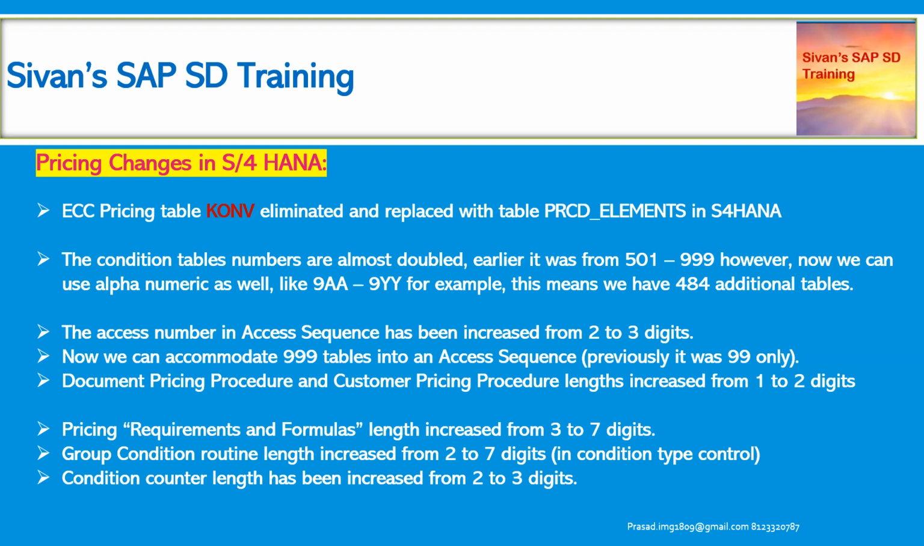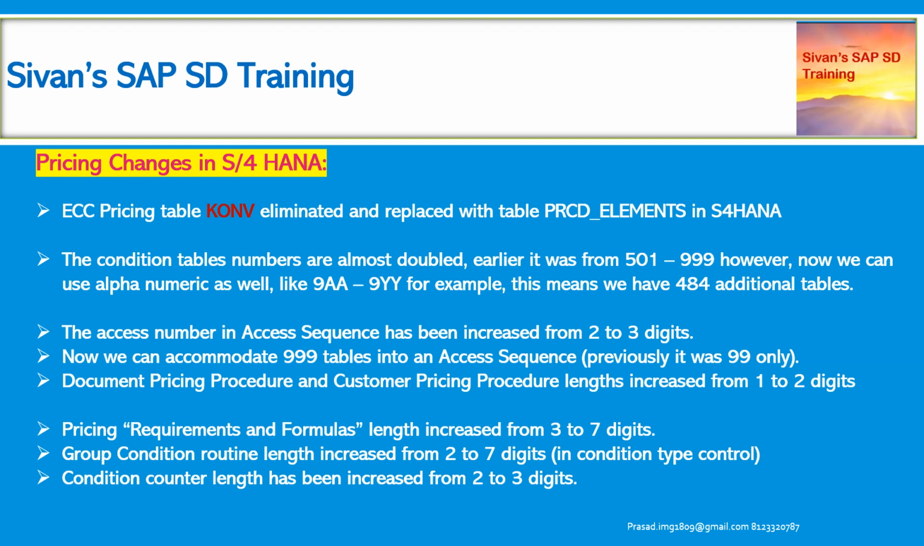The access number in the access sequence has been increased, that is 2 to 3 digits. In ECC, we were only able to place 99 tables. Now we can accommodate 999 tables.